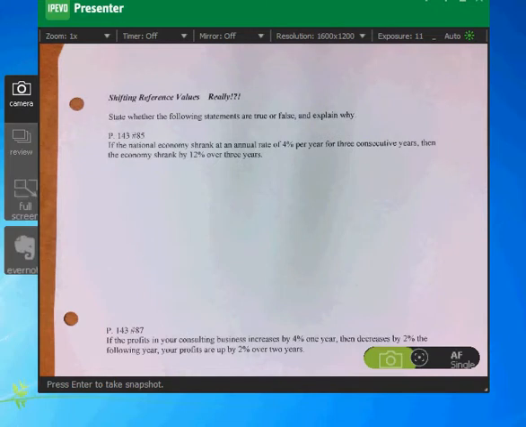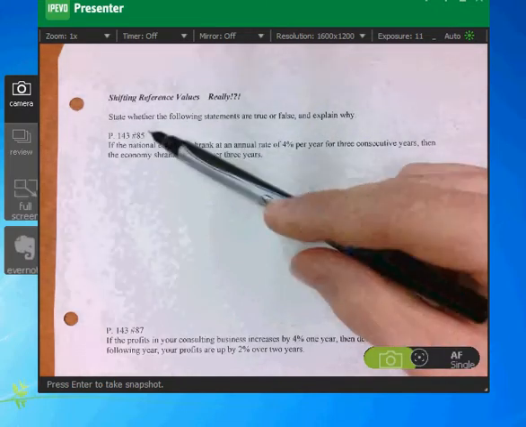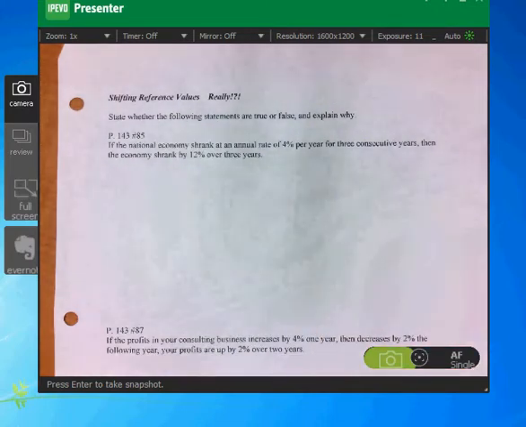And you guys will have to do 86 and 88. I'm working through 85 and 87, so the other ones are similar to this. So 85 says, if the national economy shrank at an annual rate of 4% per year for 3 consecutive years, then the economy shrank by 12% over 3 years. So this is where we're saying, is this true or false? And then tell me why.